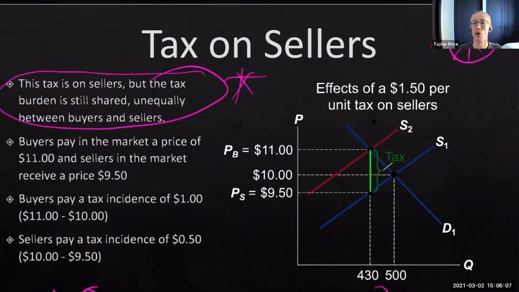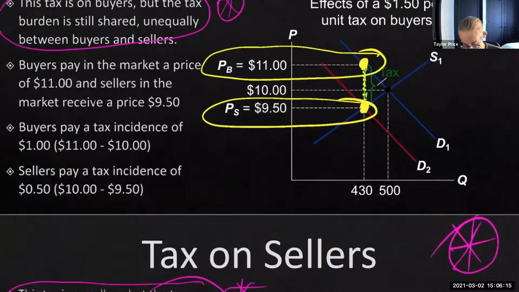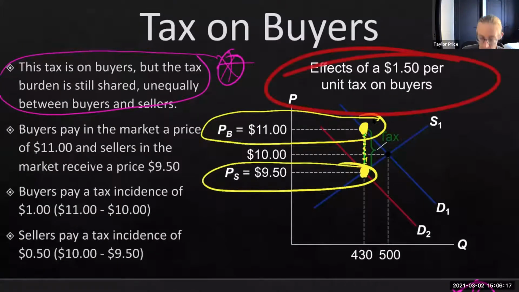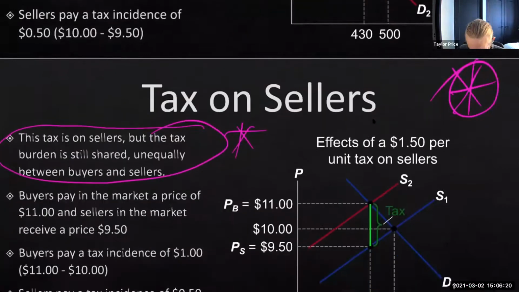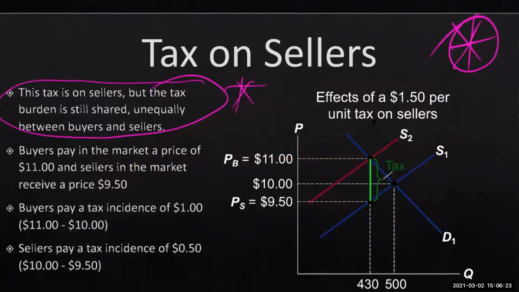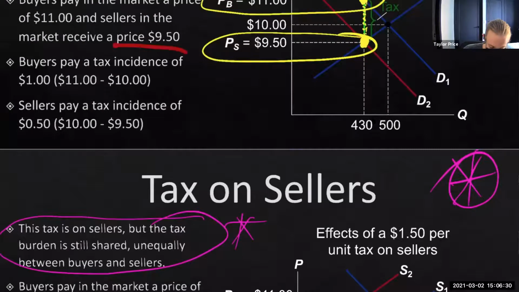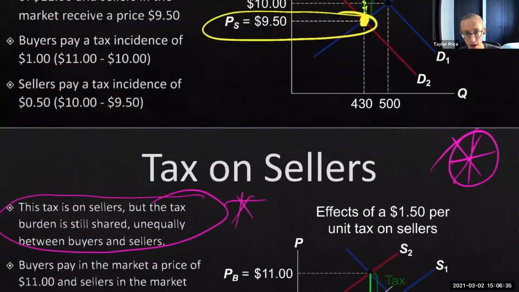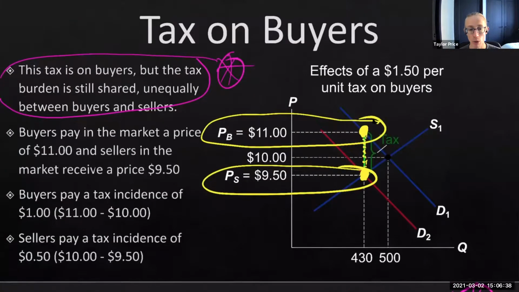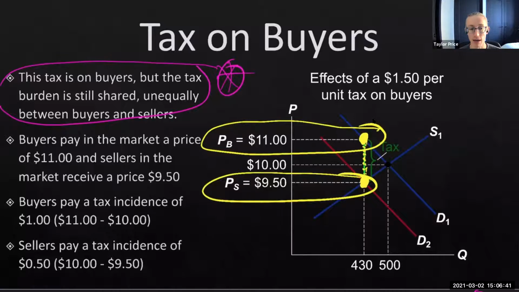Okay, so now we're going to look at a tax on sellers. Remember, in both cases, the tax amount is exactly the same, so it's $1.50 and $1.50 here. But now the tax incidence for both buyers and sellers is actually the same. You'll notice when the tax was on buyers, it was $1 and sellers paid 50 cents.